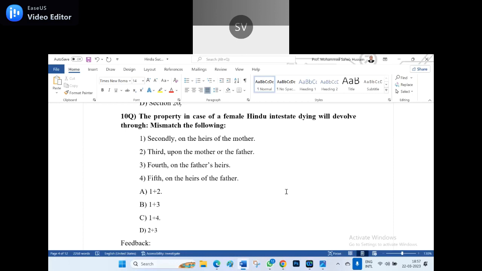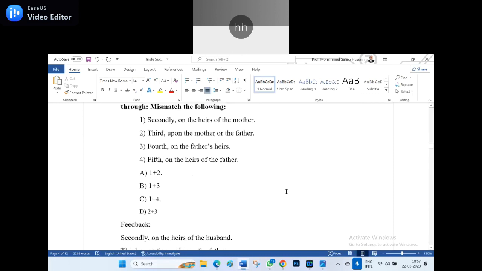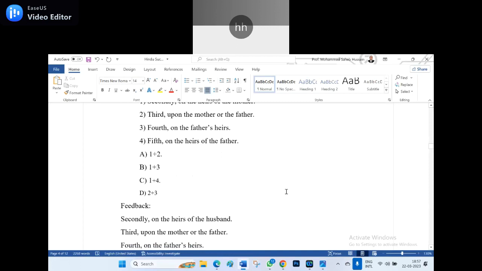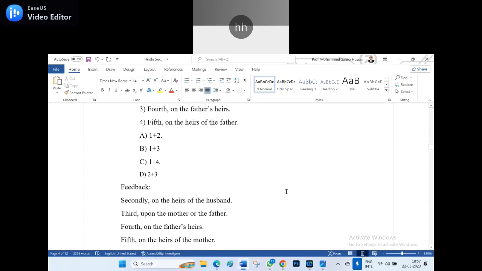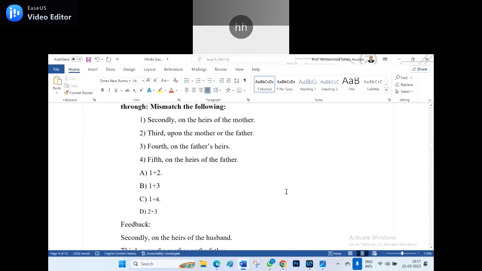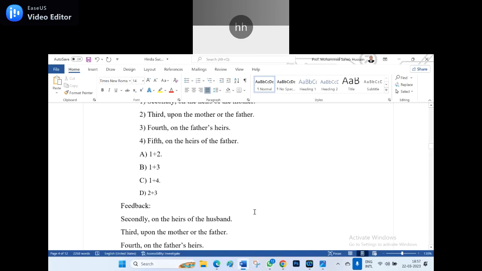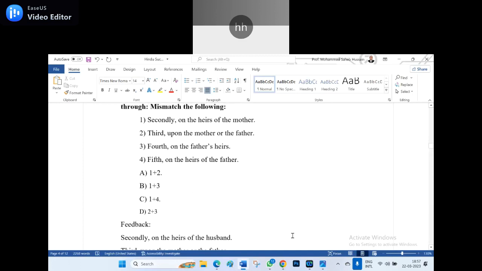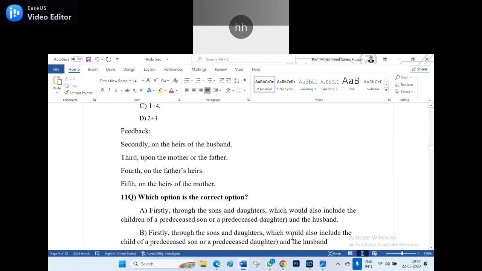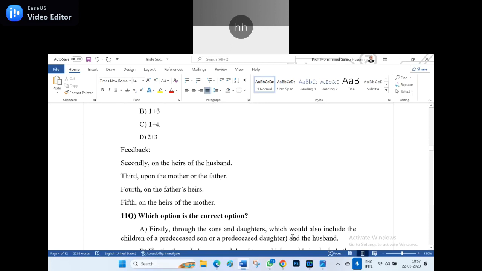The answer is C, 1 plus 4 mismatch. And see the feedback I have given. Firstly, on the heirs of the husband. Secondly, on the heirs of the husband. Third, upon the mother or the father. Fourth, on the father's heirs. Fifth, on the heirs of the mother. What did I change? 1 and 4th I changed. Fifth, on the heirs of the father, but actually it is the mother. And 1, on the heirs of the husband, but I wrote the mother. So hence, mismatch is 1 plus 4.